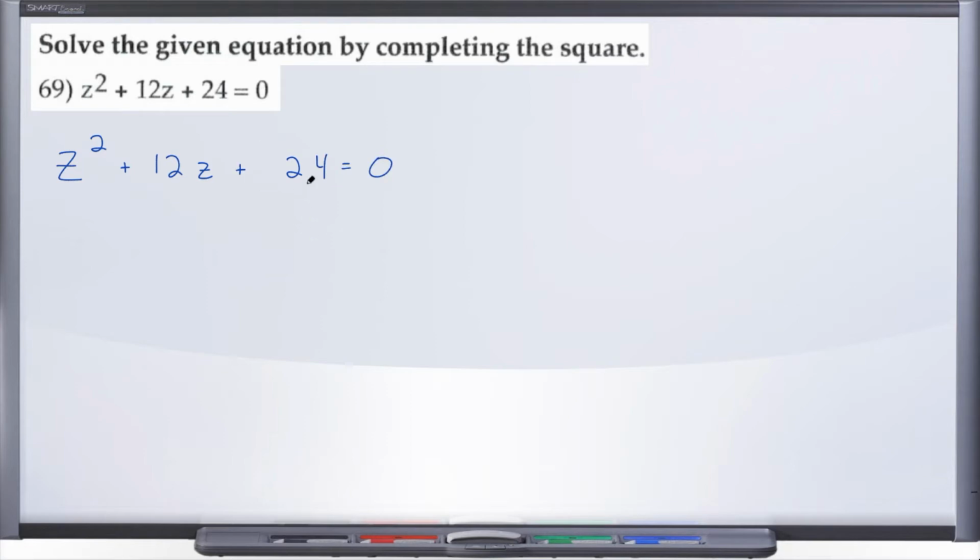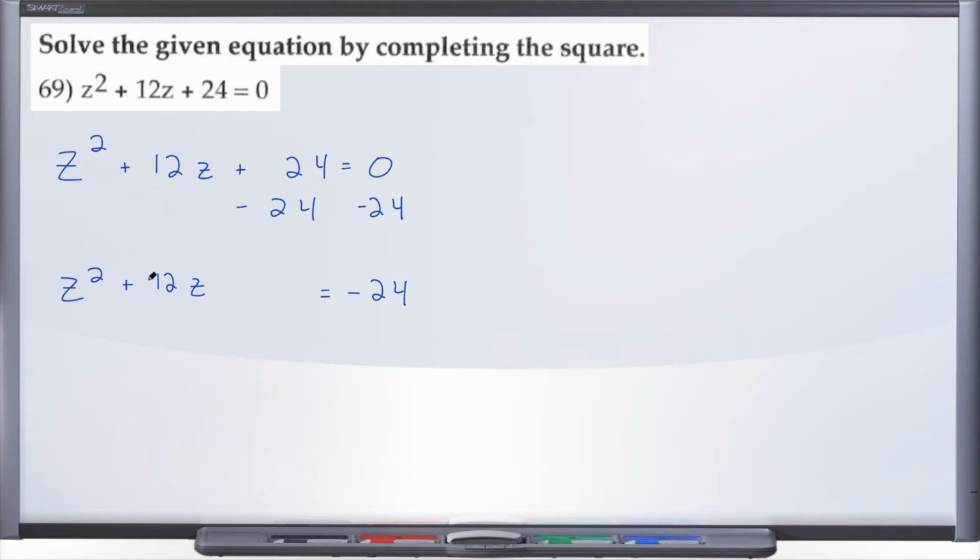And again, the first thing we want to do is go ahead and move this constant from the left to the right. We'll do that by subtracting 24 from both sides. And that's going to leave us with z squared plus 12z, leave a little bit of room here, and then equals negative 24. And now to actually complete the square, we're going to take half this middle term and square it, and then add it to both sides.